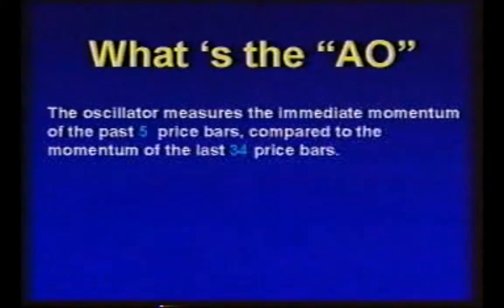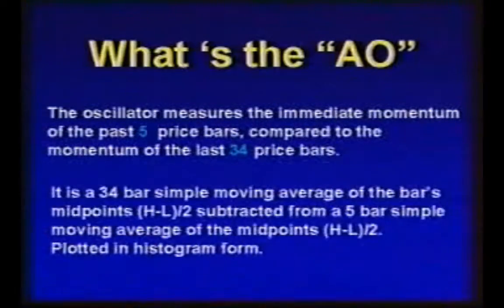What the AO is. First thing we need to know is understand what it is and what it does. So the Awesome Oscillator measures the immediate momentum of the past 5 price bars compared to the momentum of the last 34 price bars. It is a 34-bar simple moving average of the bar's midpoints, which means the high-low divided by 2, and then we subtract that from a 5-bar simple moving average of the midpoints, high-low divided by 2. From there you can see it plotted in a histogram format.